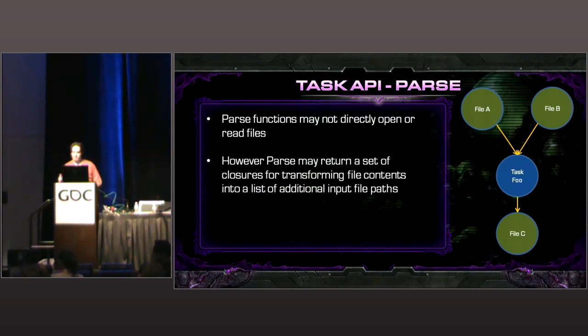So a parse function may optionally return a series of functions for mapping the contents of a file to additional input files. We only need to declare that the content of our input file is special and then provide a function for making sense of the file contents. The system will actually fetch the input files, read the data, and call our functions as needed.